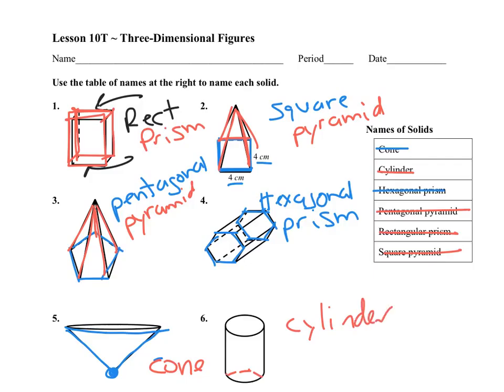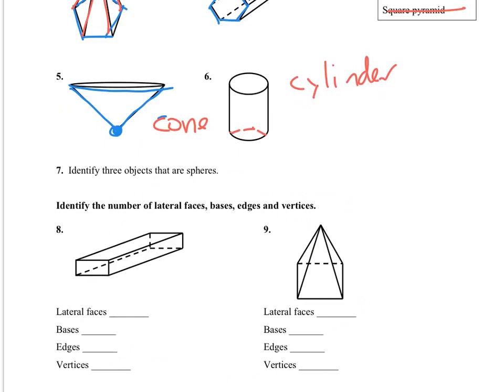Okay. All right, let's look at the rest of the page. On number 7, it says identify 3 objects that are spheres. Remember, a sphere is just a 3-dimensional circle. So what would be an example of a sphere?